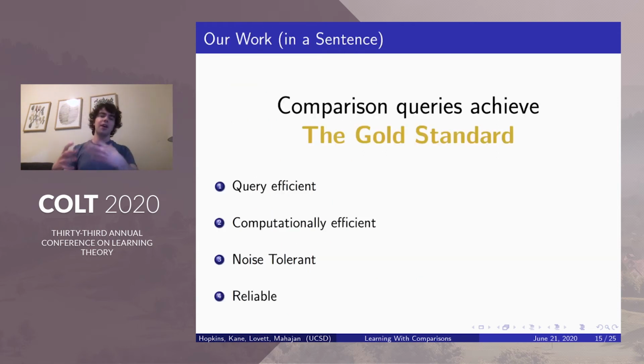Okay, so now that we've covered enough background about what our model is, we can give the 20,000-foot view of our work, which in a sentence is that comparison queries achieve the gold standard. What do I mean by that? I mean that there exists an algorithm using comparisons which is 1, query efficient, 2, computationally efficient, 3, noise tolerant, and 4, reliable. Let's take a closer look.